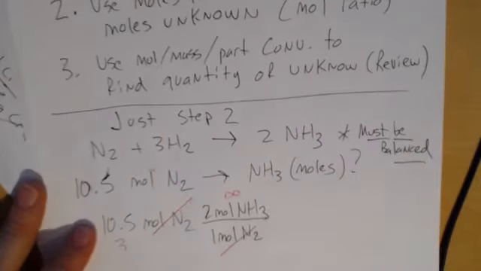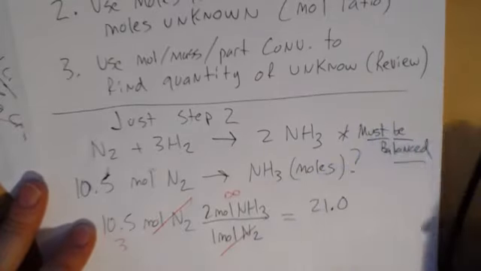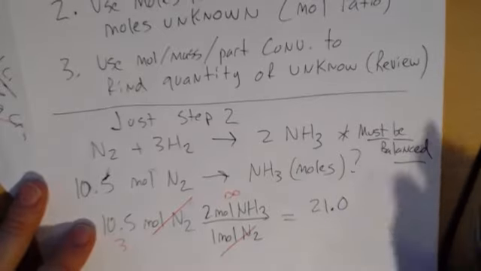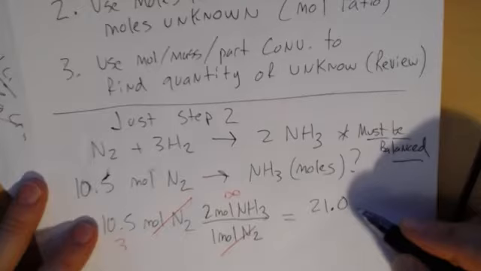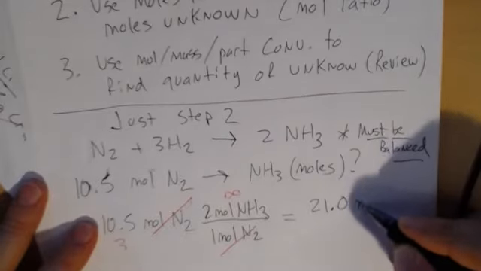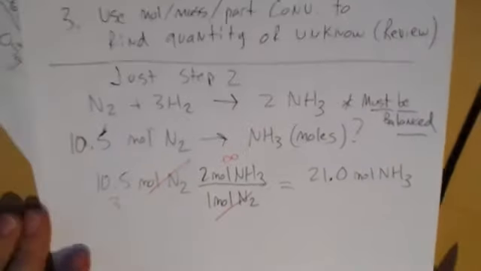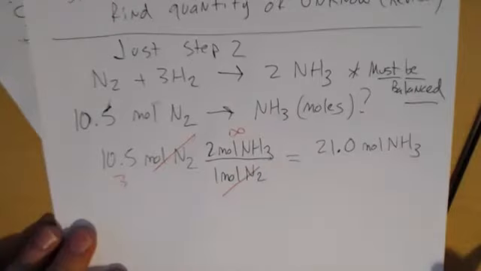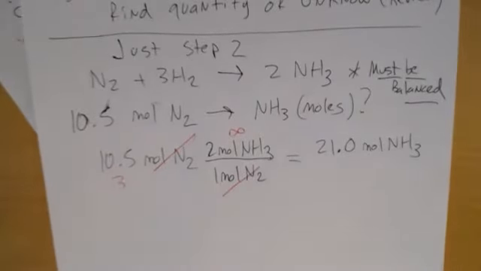I think I can do this one in my head. It becomes 21.0, so I have to add that extra 0 to have 3 sig figs. So 10.5 moles of nitrogen will react to make 21.0 moles of ammonia. All right, so that's just balancing. We could do another one of those if you would like.